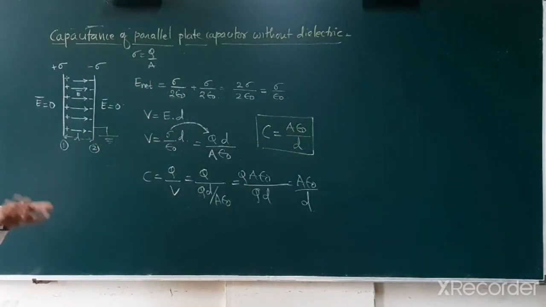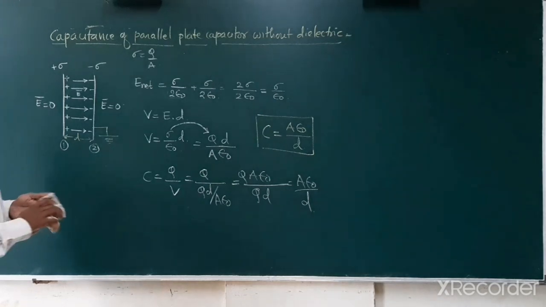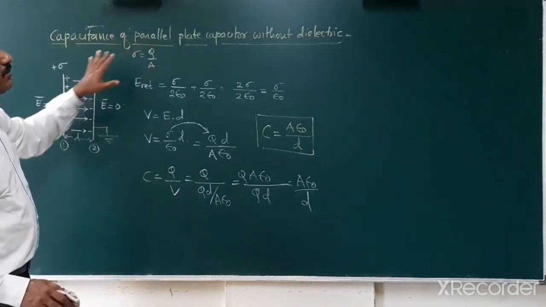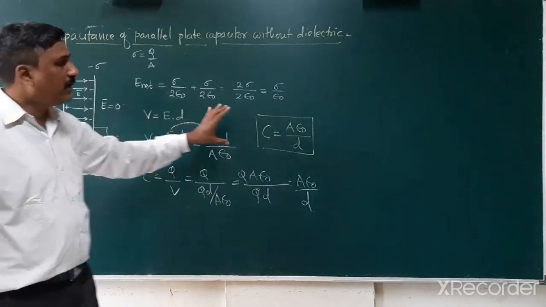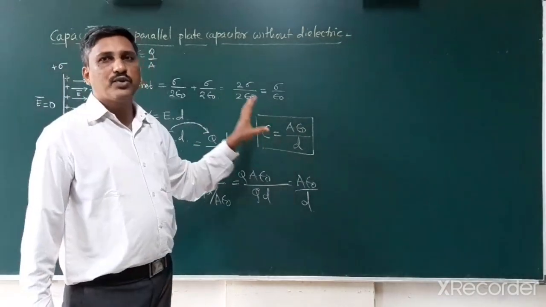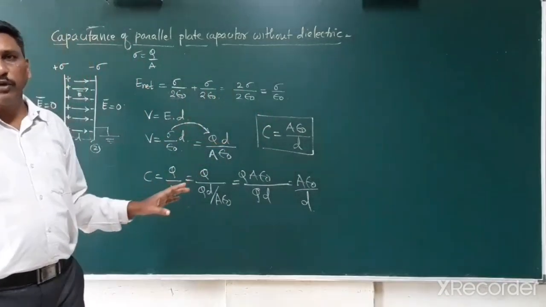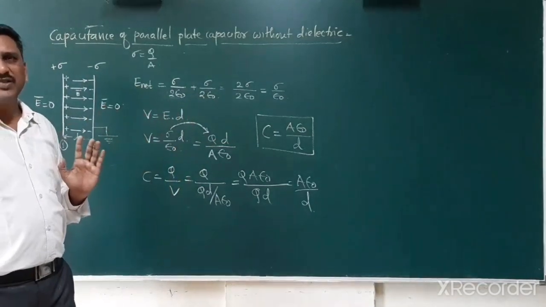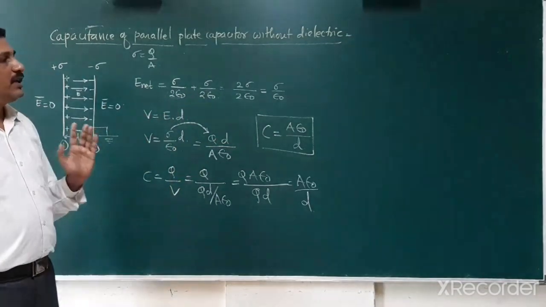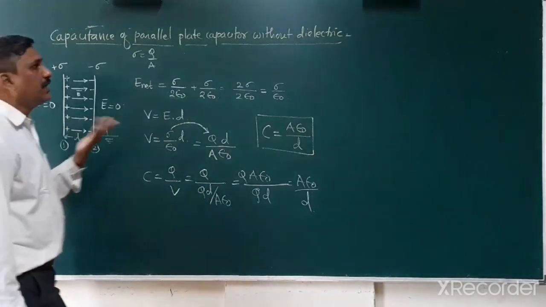How do you write this point? Then I will dictate the notes or send the notes afterwards. So the formula for the capacitance of a parallel plate capacitor without dielectric is C equals A epsilon 0 by D. This is a very important formula. Without dielectric, the capacitance of a parallel plate capacitor is A epsilon 0 divided by D.